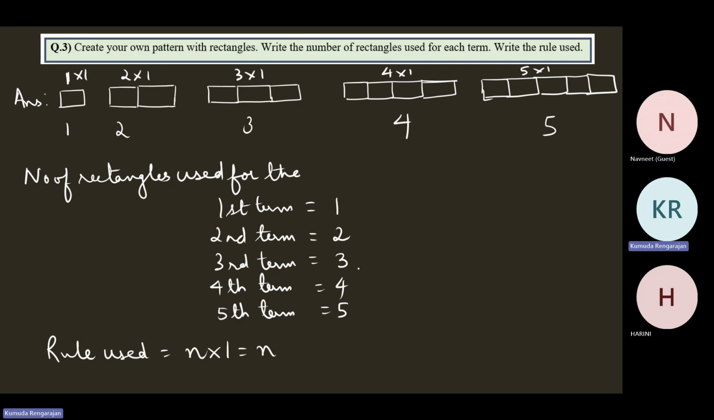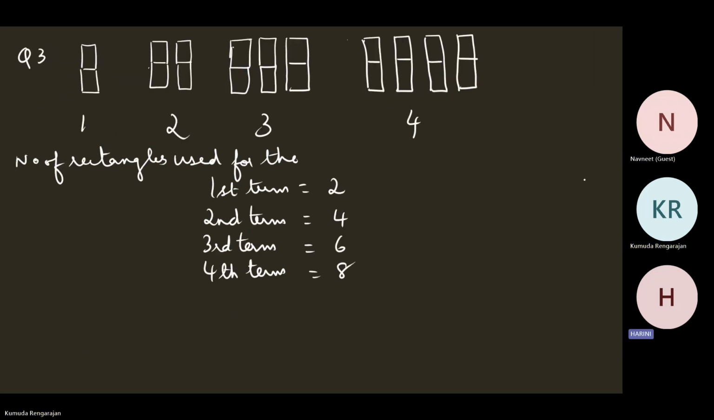Next we have to write the rule used. 1 minute. Rule. n into 2. Yeah, n into 2.